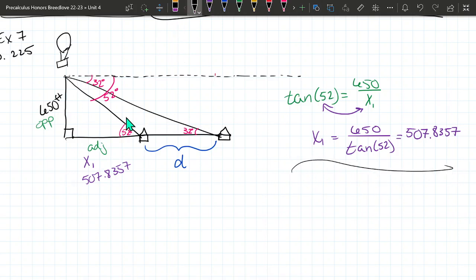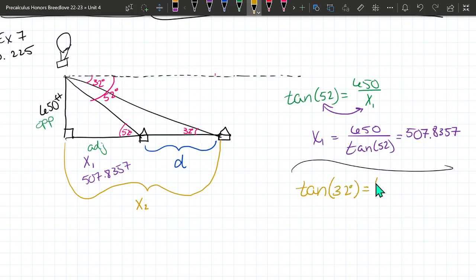Next, well, what if I did the other one? It is still 650 feet up in the air, but now my angle is 32. And that will give me my distance x2, which is going to be from the same starting point, but all the way to the second house. That's going to be what I'm going to call x2. So the tangent of the new angle, 32 degrees, equals 650 over x2.